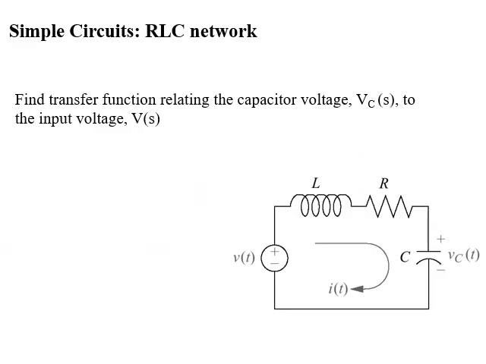Now we will start with a simple circuit for electrical network transfer function, which is an RLC network. If you look at the figure, we have inductor, resistor and capacitor connected in series, and the source voltage is V of t and the current moving through the circuit is I of t. We have to find the transfer function relating capacitor voltage Vc of t to input voltage V of t in Laplace domain.